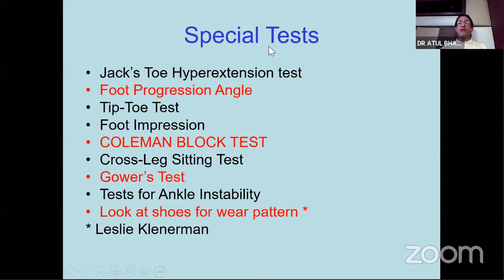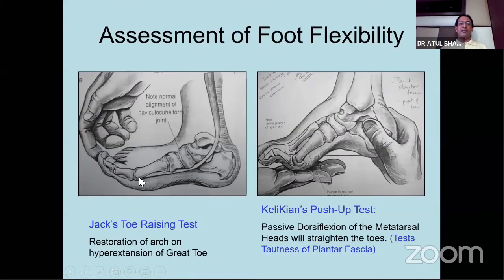So foot flexibility, to make sure whether the forefoot is flexible or not. If you just extend the great toe, you should get a medial arch. And that tells you whether there is tightness of the plantar fascia, what is called the Jack's toe raising test. So once you extend the great toe, you should get a medial arch. If you don't get a medial arch, that means this is a rigid arch, there is an arch collapse, and there is a tightness of the arch muscles.